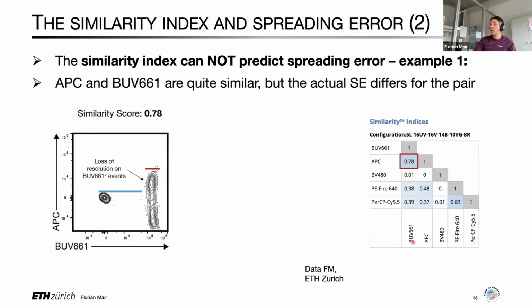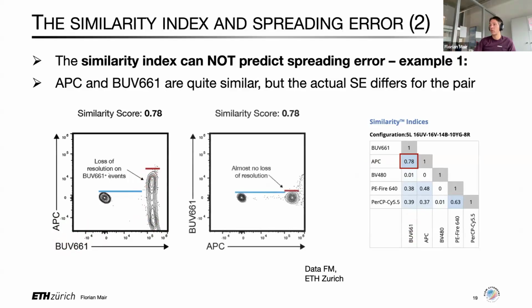So what is interesting now, if you look at that fluorochrome pair and you plot a single stain of BUV661 relative to APC, you actually have quite a lot of spreading error, which of course in real world terms for panel design would mean you have a significant loss of resolution here on the BUV661 positive events. Fair enough, that's what you would expect. But it turns out when you turn things around and you look at a single stain of APC relative to BUV661, you can see that there's actually almost no spreading error, which means you almost have no loss of resolution.